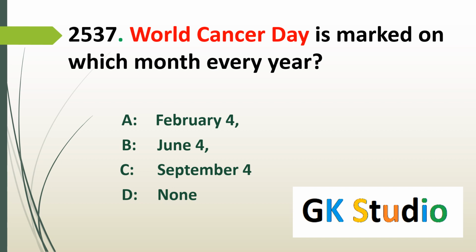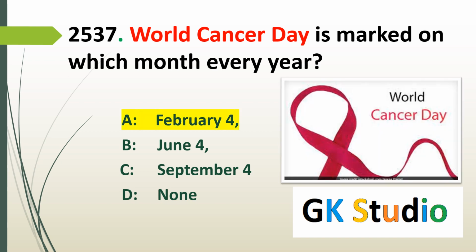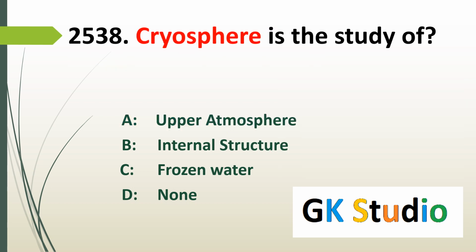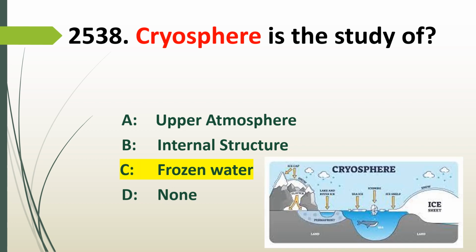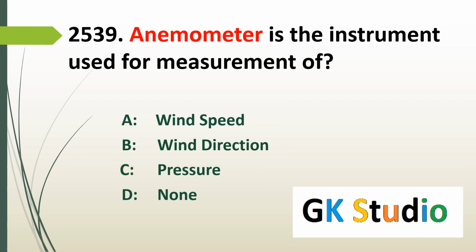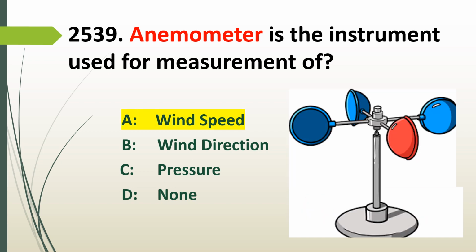World Cancer Day is marked in which month every year? 4 February, World Cancer Day is marked. Cryosphere is the study of frozen water. Frozen water study is known as cryosphere. Anemometer is the instrument used for measurement of wind speed.